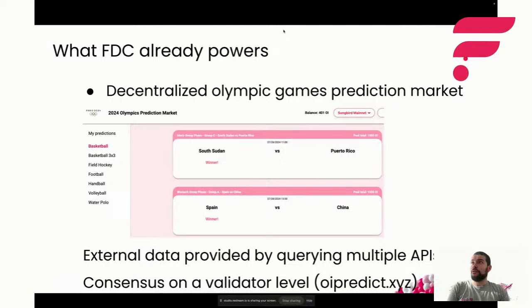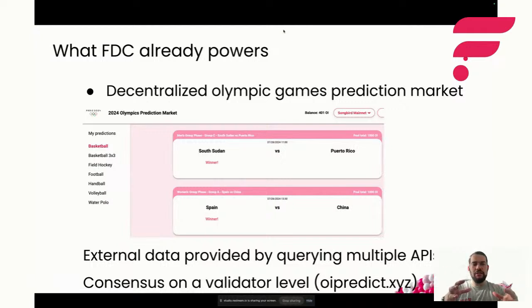And what does FDC already power? We had a very nice example of a decentralized Olympic Games prediction market, where we pose a very simple and very detailed yes/no question. There was a basketball match between South Sudan and Puerto Rico, and there were a few APIs reporting this data. The question that went to all the attestation providers was, did South Sudan indeed win this match at that specific point? And we could easily get back a yes or no answer, the result, the timings, and maybe some metadata. Okay, this did happen, there was a strange decision made by the referee, and so on.